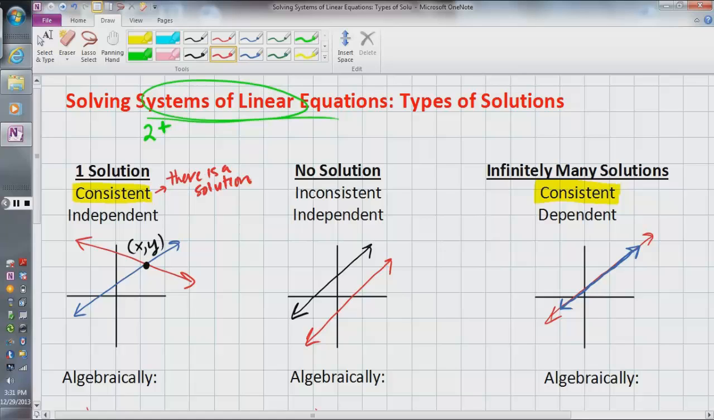Independent means my two lines are unique. So I look at this, my two lines, they're different lines. I look at the no solution case, my two lines, they're different lines. I look at the dependent, these two lines are the same. So we could think of independent versus dependent in this way, where independent means that our two lines are different.